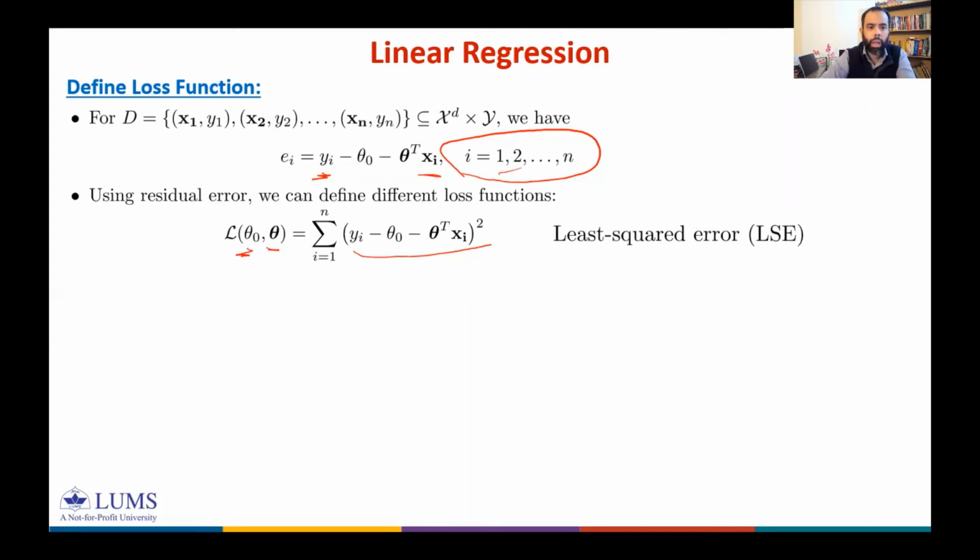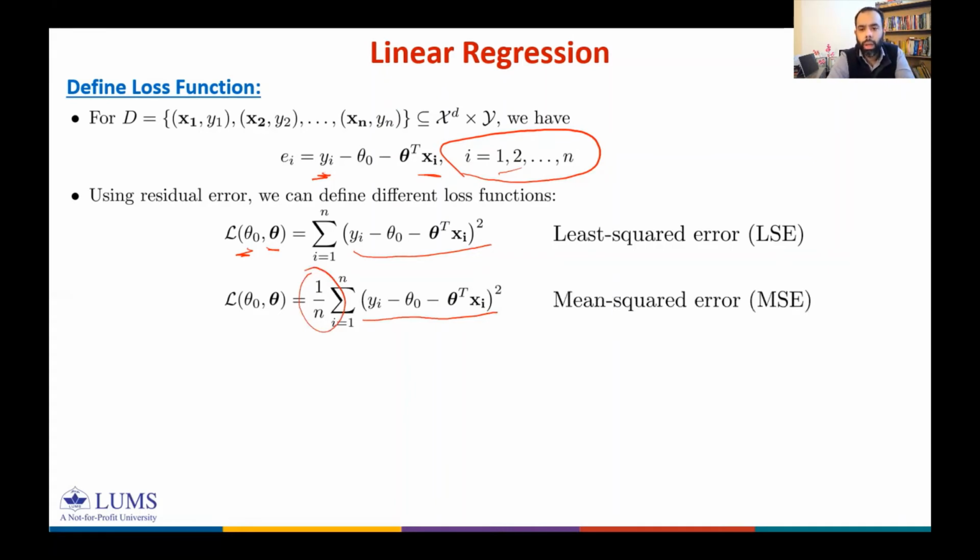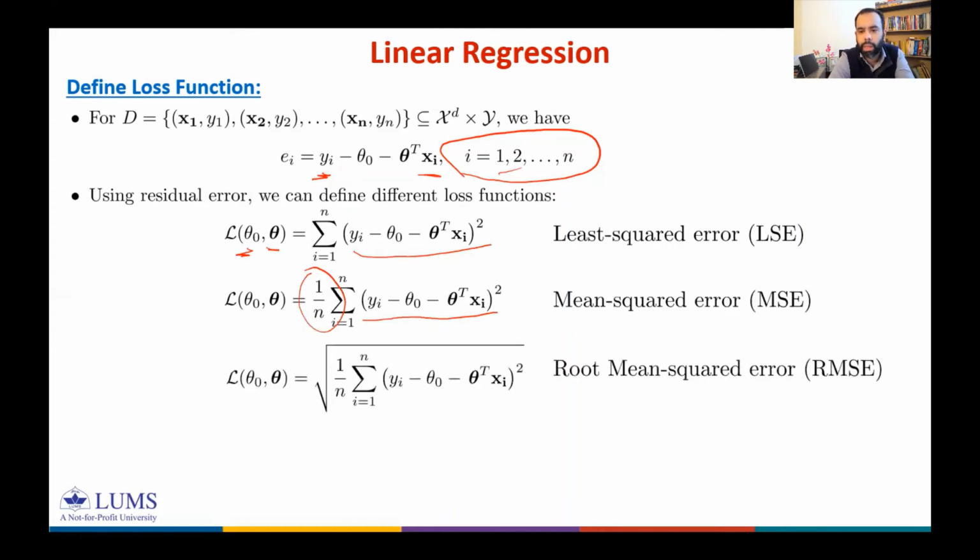If I define another loss function in which I divide by n, so I have the squares of the residual errors, I sum these squares and divide by the total number of data points. As the name indicates, this is the mean squared error. We're normalizing by 1 over n, that's taking a mean. If you take the square root of this, what you get is the root mean squared error, RMSE. So we have different loss functions: LSE, MSE, RMSE.